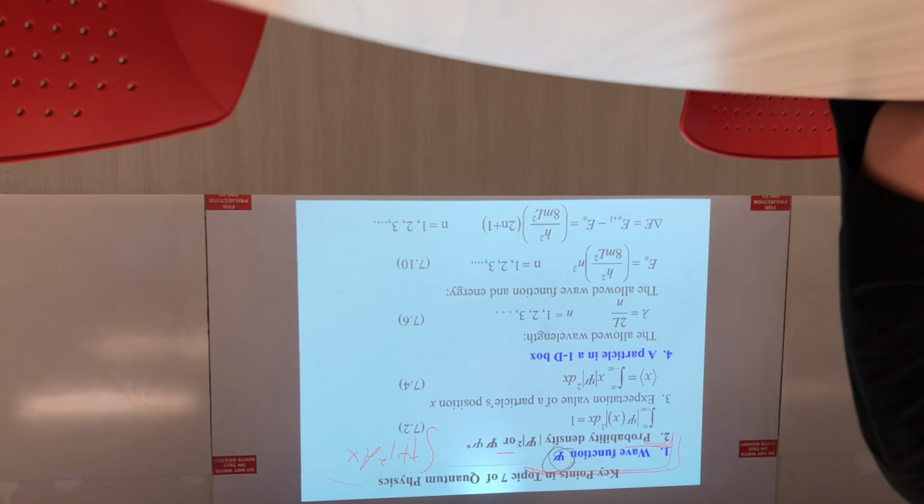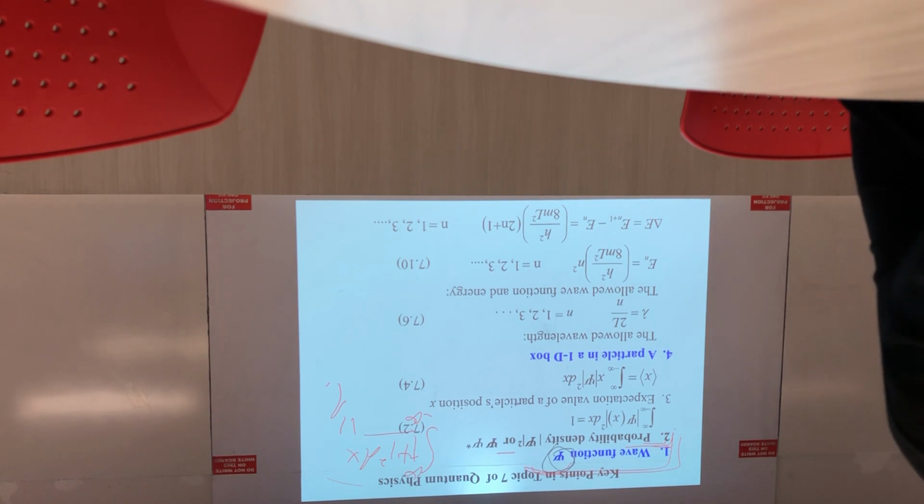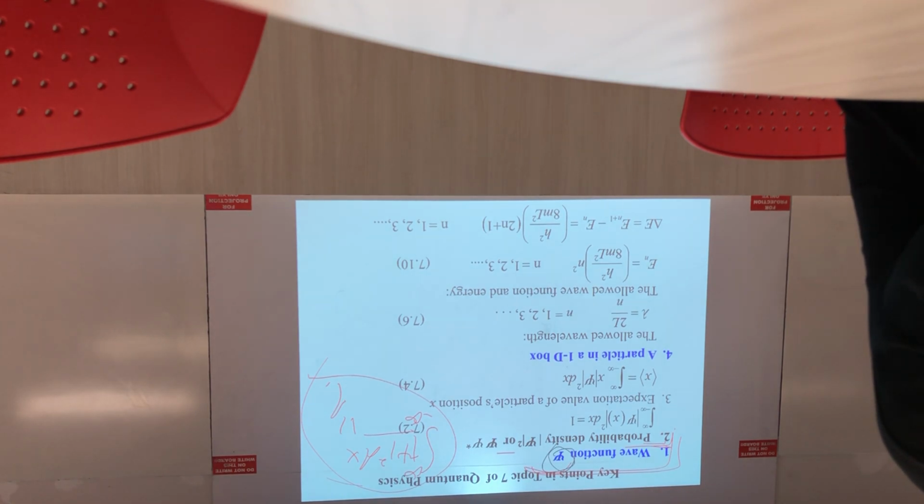Okay? And then, if you do this integration from minus infinity to plus infinity, then this is going to be 1. We call it normalization. Which means there is a particle somewhere in this space.